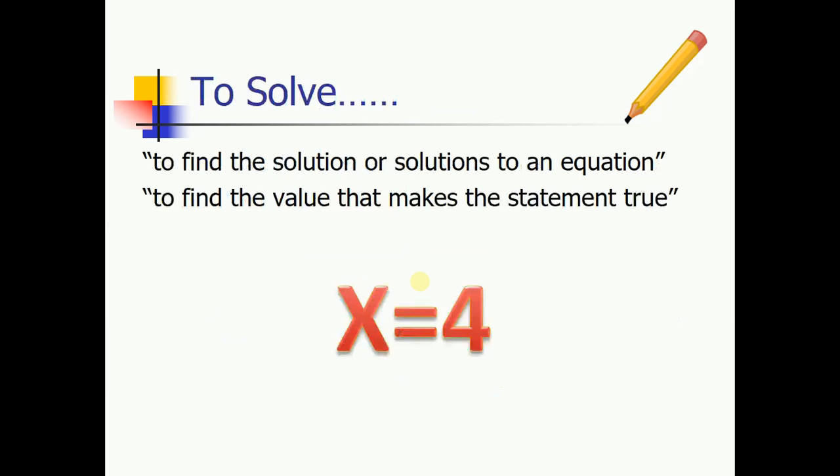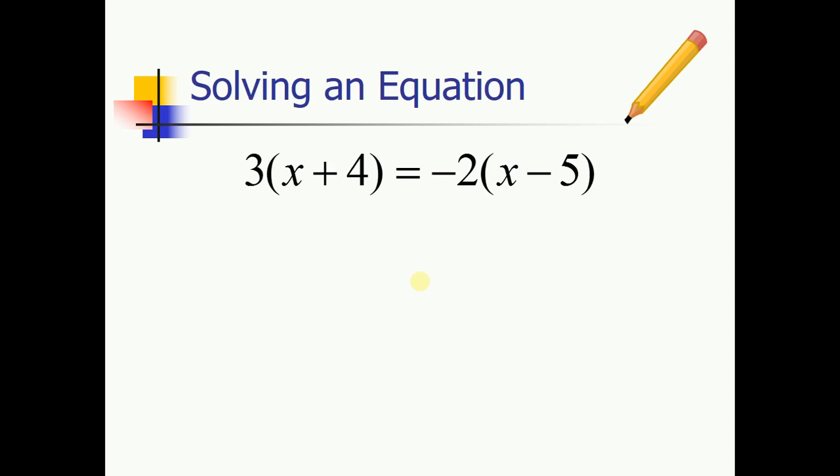So first, guys, we need to talk about what it means to solve. When you are solving something, it means you're going to find the solution or solutions to an equation. So basically, it's when you find the x equals blah. You're going to find a value that makes the statement true. So when you're solving, you have to have an equal sign. That is the most important thing: there needs to be an equal sign present.